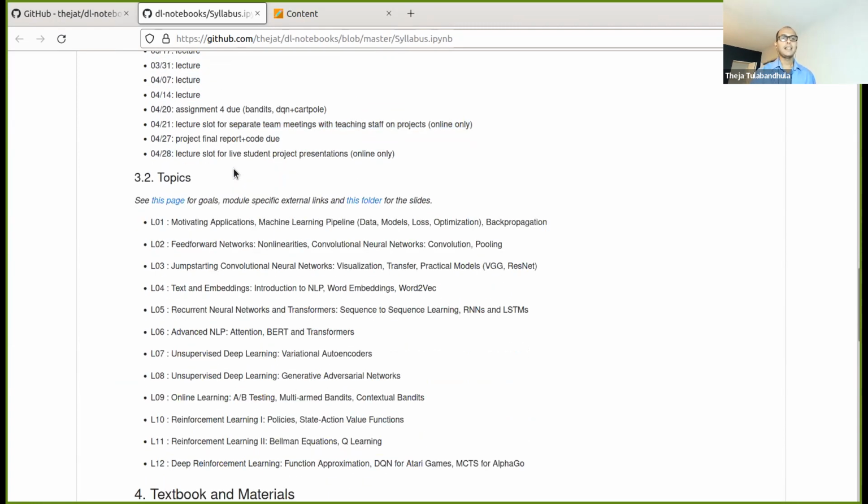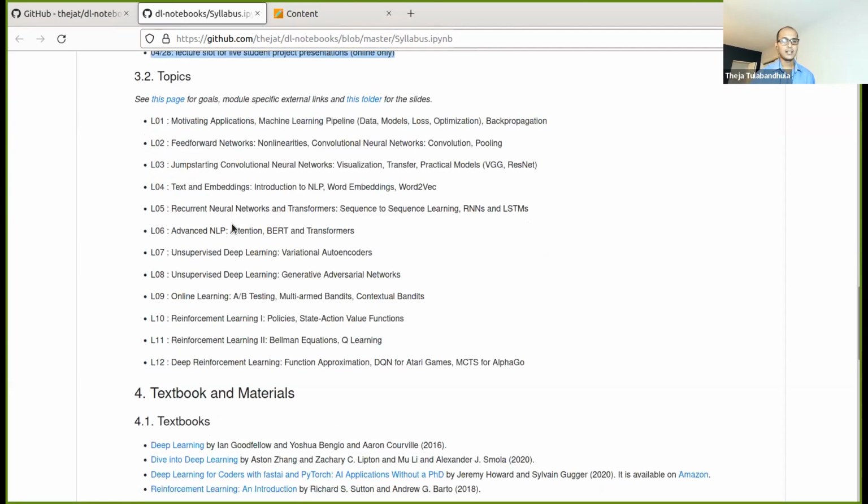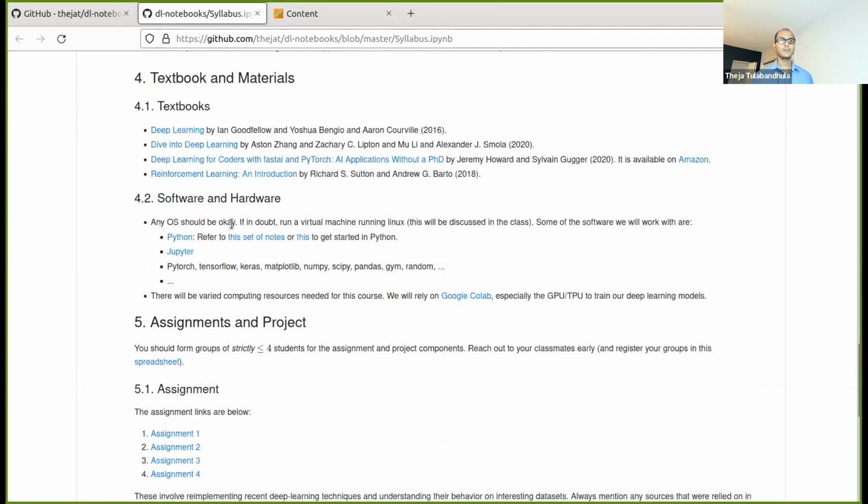So the last slot is reserved for presentation. There'll be teams of you who will be working through the assignments and project, and I'm going to mention that in a second. But the last slot is to present your projects to other students. So let's actually look at those components.